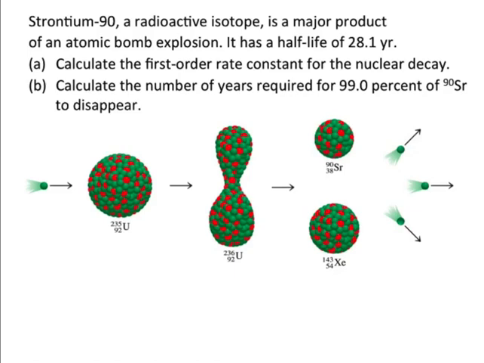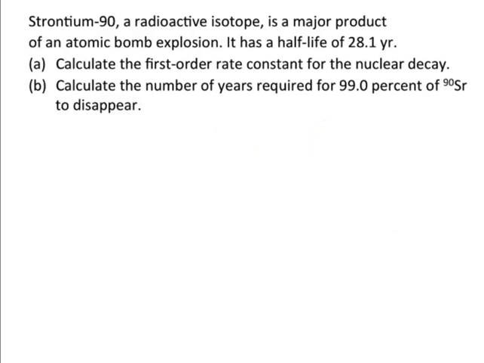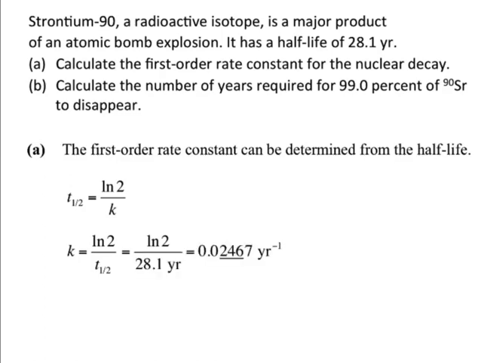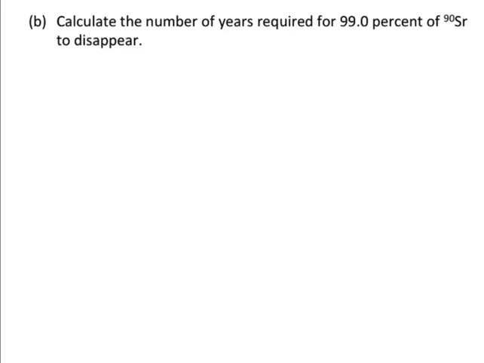So, all right, we want to find the first order rate constant for the nuclear decay of this strontium-90. You can figure this out from the half-life. We have this equation that relates rate constant and half-life, and basically just plug numbers in. Solve this for k, plug the stuff in. Remember, natural log of 2 is exact, so that doesn't affect your sig figs. So then you have 0.0247 years.